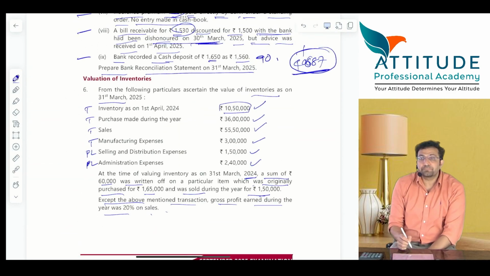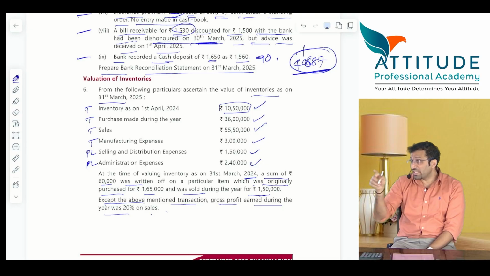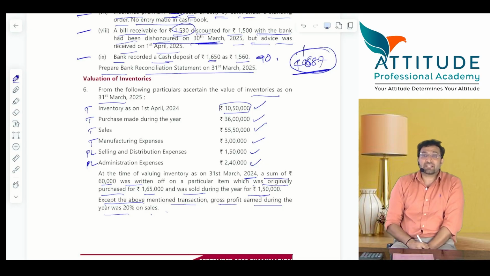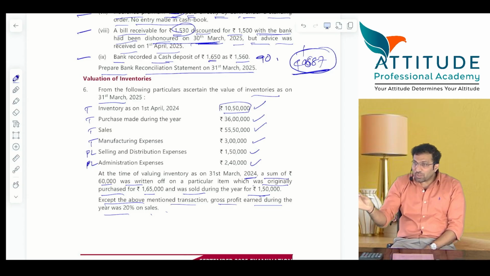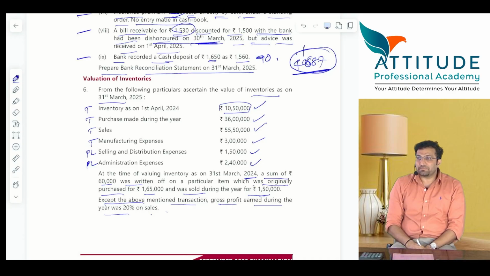Closing inventory. ये सब मैंने किया है, वो भी changes करके बहुत बार किया था. You have to just prepare trading account. With what item? Normal item and abnormal item. Because there is one abnormal item here.